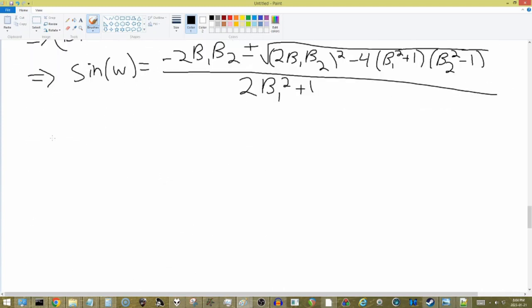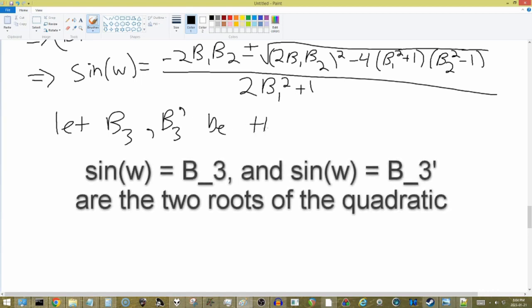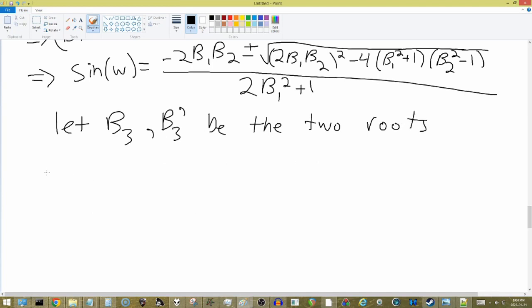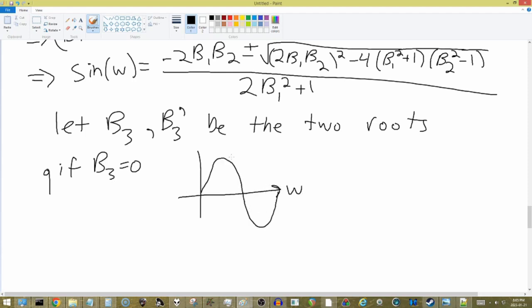Let b3 and b3 prime be the two roots of the quadratic equation. So we have three cases because we want to solve for w. So if b3 equals 0, then we look at this graph of here's w. Here's sine of w, and so we're plotting sine of w against w.